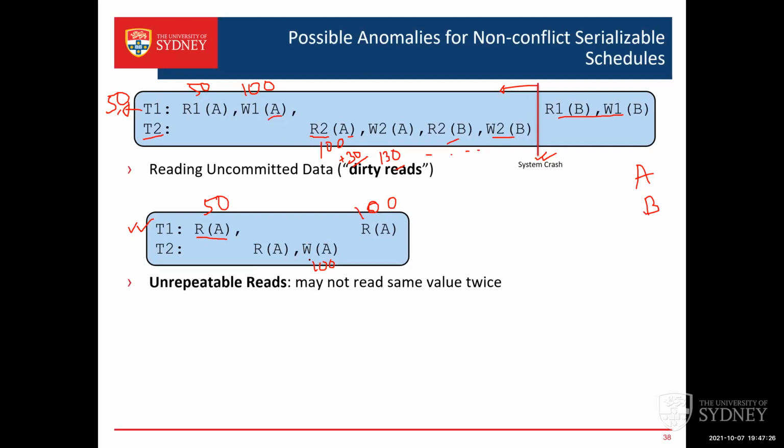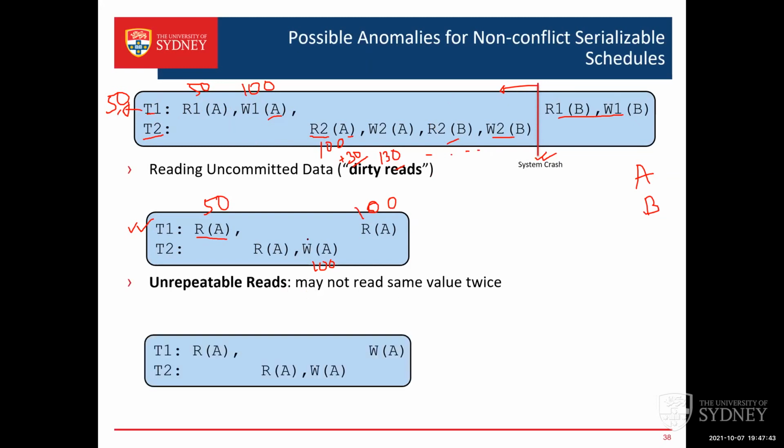Someone is saying B is also not updated with T1, so B is also the issue. No, in T1 we did not make any change before this system crash with B, right? So that's why everything is fine. Hopefully this part is making sense.